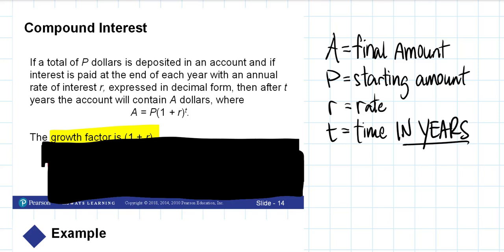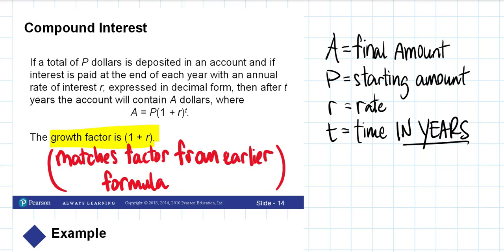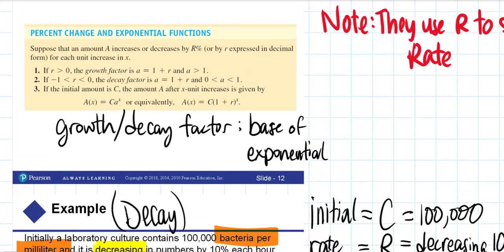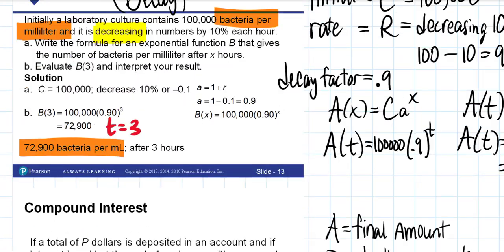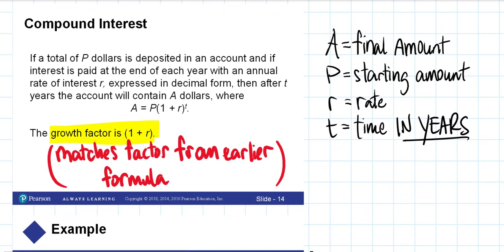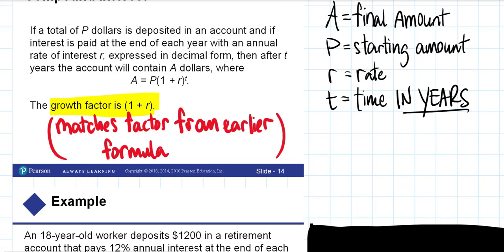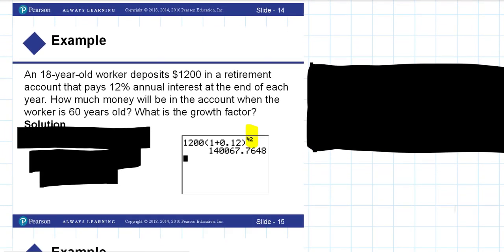Okay. Notice that they say that the growth factor is 1 plus R. That's the same as what we've talked about as the growth factor and the decay factor. It doesn't change. We keep using that as the way we break this down. It's 100% plus whatever change it has from there.